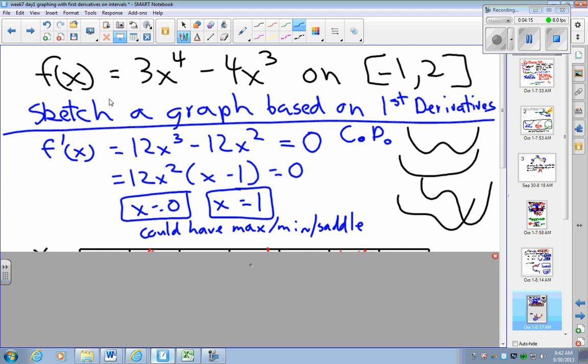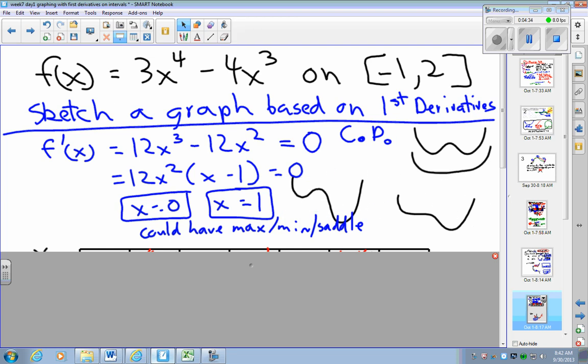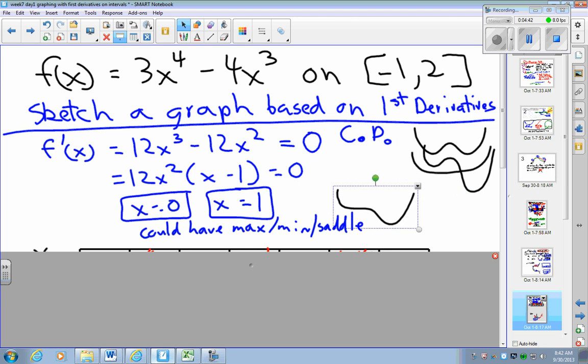Now notice, there's only 2 of those places. So could the W work? How many places have a max, min, or saddle? 3. So it can't be him. Could it be the boring U? How many flat zones are there? 1. So it can't be that. How many flat zones on the off-centered W? 3. Can't be that. But here, how many flat zones are there? 2. 1 here and 1 here. So that's going to be the shape of my graph, but I want to make sure I do it even better by exploring it even more.